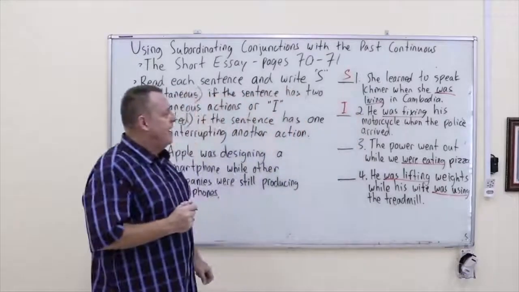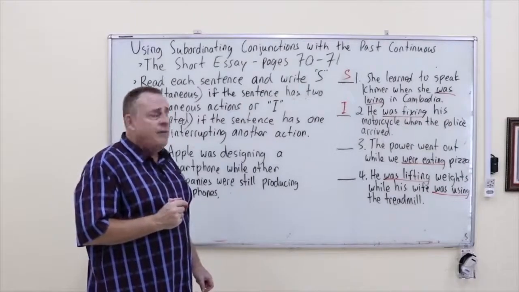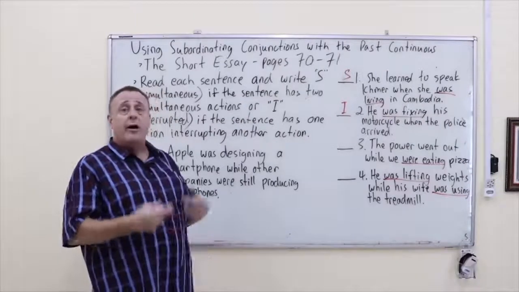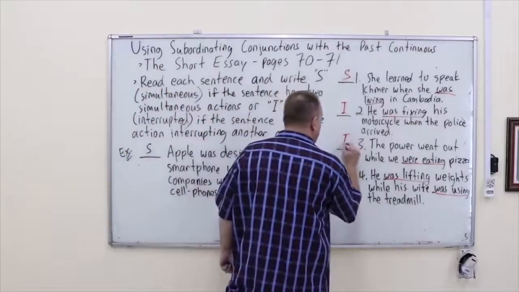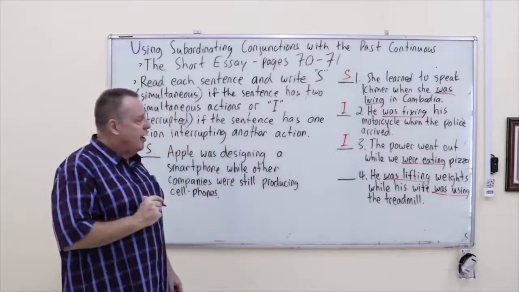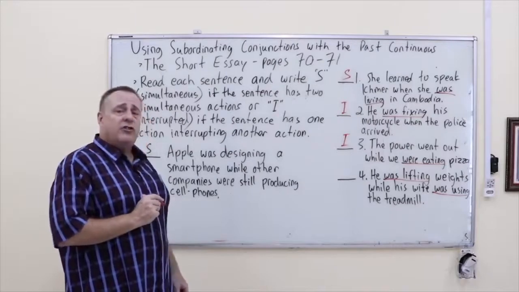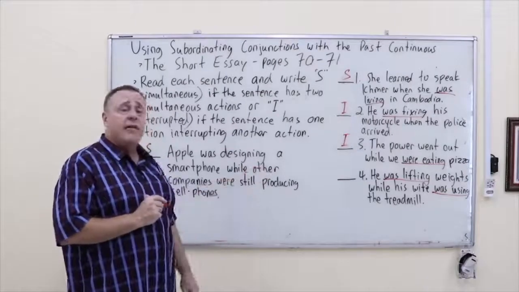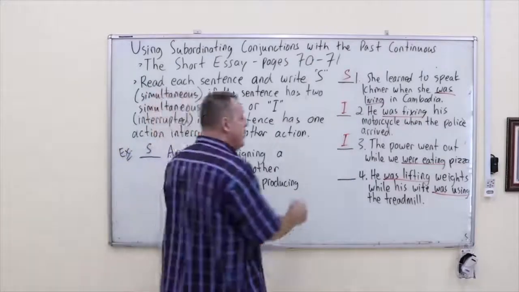Let's look at number three again. The power went out while we were eating pizza. Okay, the power interrupted their dinner eating pizza. So that would be an interrupted activity. We'll give that an I. And let's look at number four, the last one. He was lifting weights while his wife was using the treadmill. So here we have two simultaneous activities. We will give this one an S.